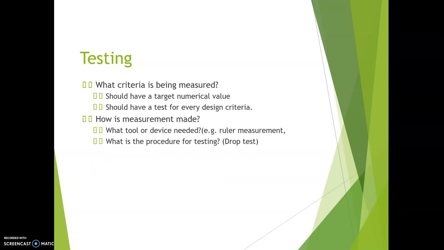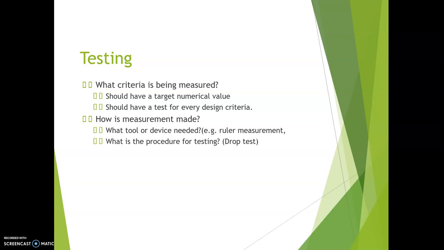What criteria is being measured should have a target numerical value. So you need to have some numerical value. You can't just say, oh, that looks good. It has to have some scientific background there with numbers. You should have a test for every design criteria, so every single type. You need to have a different test for a different thing.